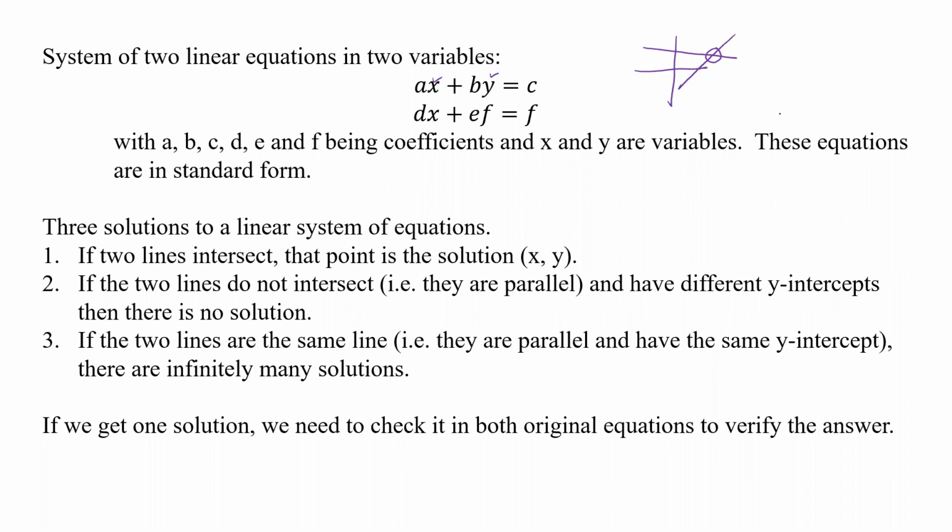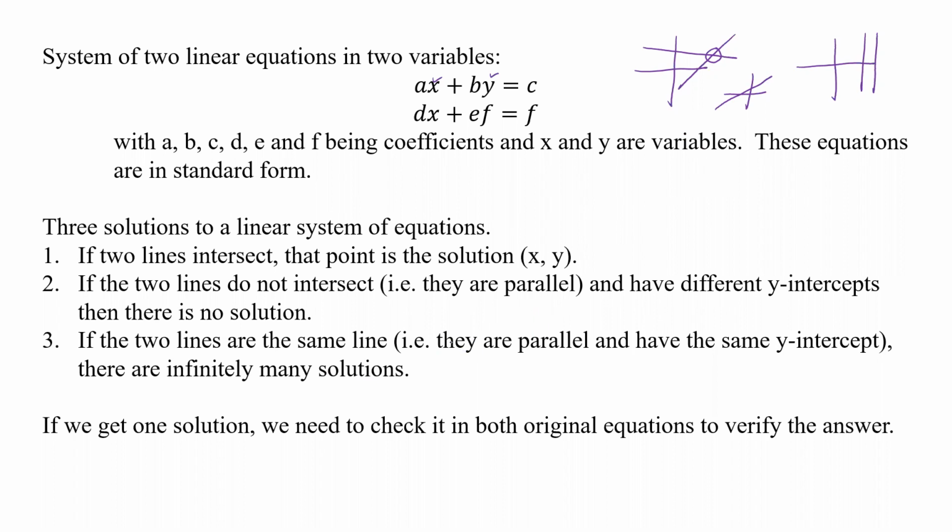Now, if the two lines do not intersect, such as they're parallel, they're never going to intersect, so there's never going to be something in common to either one of them. They have different y-intercepts, maybe, and then there's no solution. Now, if the two lines are the same line, basically they're parallel and have the same y-intercept, maybe we have something like that and another line right on top of that. Basically, what we have then is infinitely many solutions. Every solution you pick is a solution to each of the two equations.